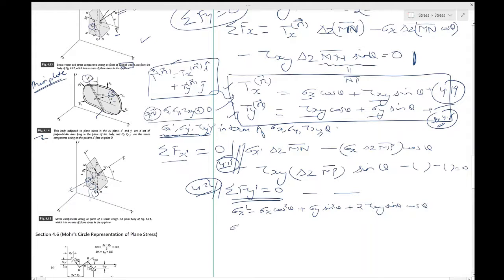Similarly, tau xy, let's call tau x dash y dash, will be equal to sigma y minus sigma x sine theta cos theta plus tau xy times cos square theta minus sine square theta.